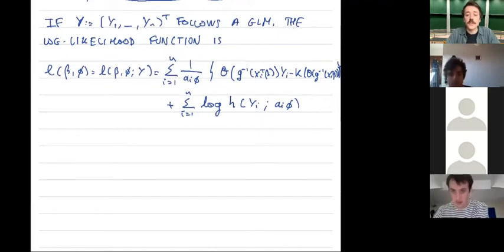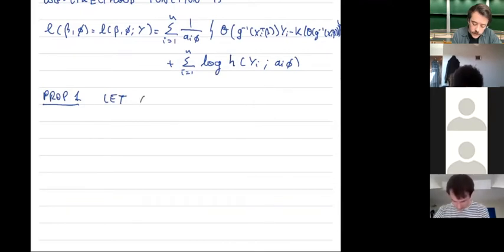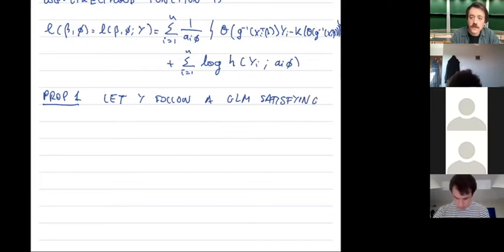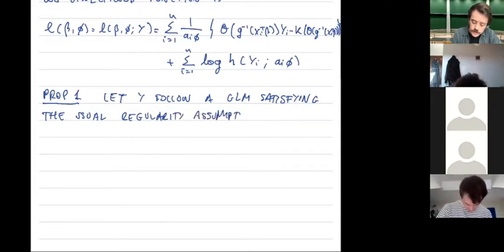Okay, so that's the log likelihood function, and we're therefore ready to say something about at least the MLE for the beta. So let me begin with the beta as a proposition. This is proposition 1. So let, as we were saying, y follow a GLM, satisfying the usual regularity assumptions for consistency of MLEs.